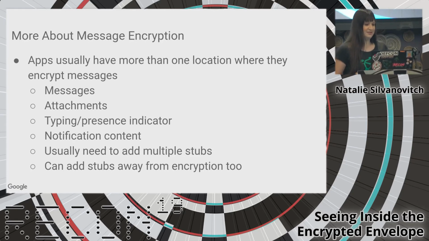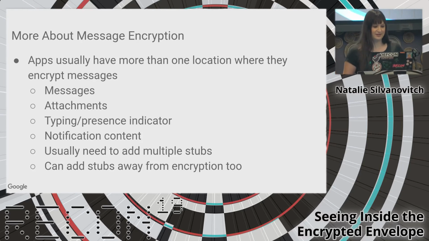So when looking at this, I also discovered that apps usually have more than one location where they encrypt messages. They'll have the real message, and then they'll have where they encrypt the attachment. Sometimes they'll have a typing presence indicator that's either encrypted differently or not encrypted. Sometimes they'll send notification content differently. So for a lot of things, I would need different stubs in different locations if I wanted to capture everything that was going on. Or sometimes one was just enough if there was just one thing that I wanted to look at too.